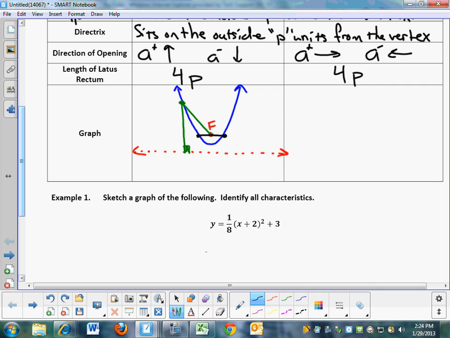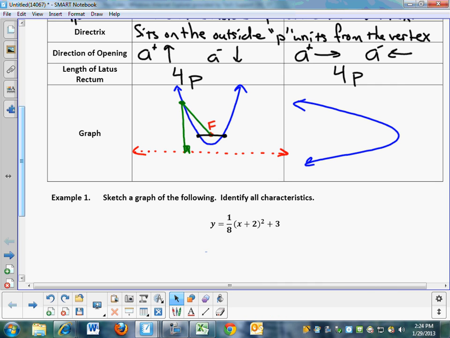Okay, so what if it went sideways? What if we had a horizontal parabola? Make it go like that. Let's label the points just so we can practice. What is this spot called right here? Vertex. What's the point that sits on the inside called? Focus. How many units is it from the vertex? P. What is the line that sits on the outside? Directrix.